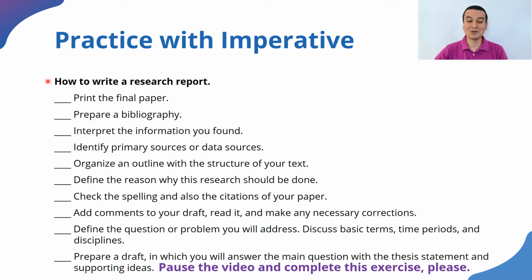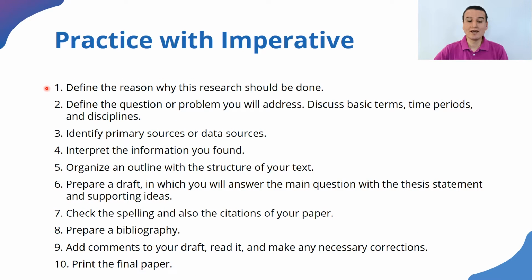Great. I hope that you really took the time to read all those statements and that you already have a proposal of the numbers, the order in which each of those steps goes. All right, so here are the answers. Number 1, define the reason why this research should be done. Okay, so these are some preliminary steps you probably found before you actually write the report. So this is the first thing that you need to do: define the reason why this research should be done.